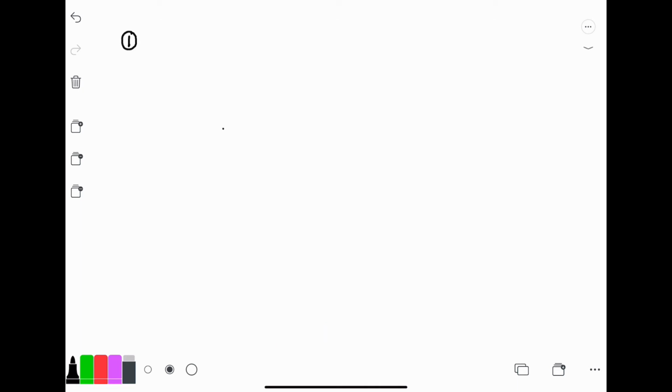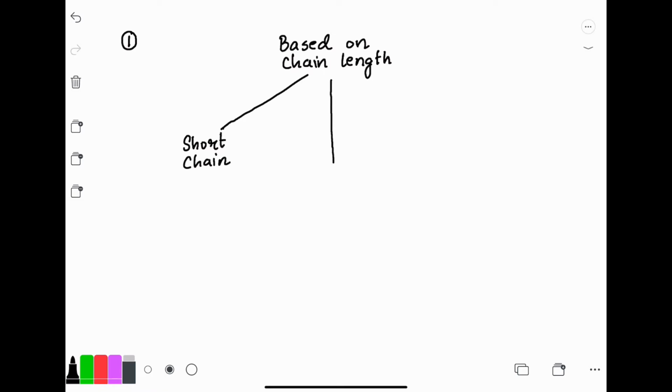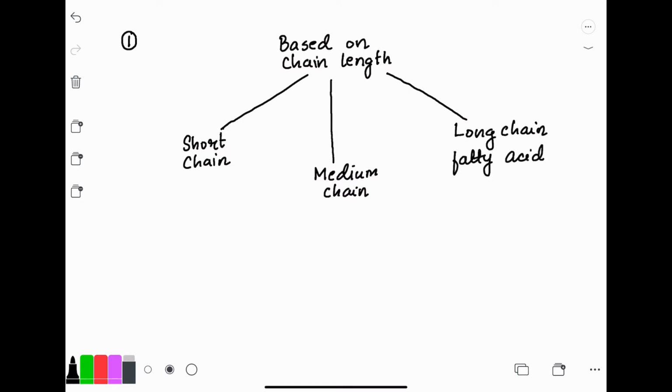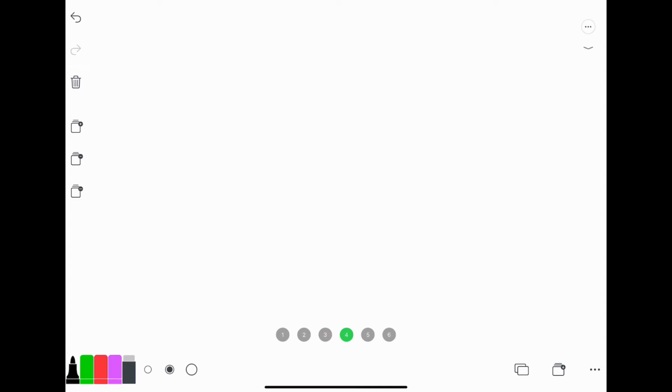Now first, starting with based on chain length, this is fairly simple and should be easily memorized. So the first is short chain, second one is medium chain, the third and last based on chain length is the long chain fatty acids. Here is the range of carbons: C2 to C6 we can say short, C7 to C15 we can say medium, and if the length of carbon is greater than or equal to 16, then we can say it as long chain fatty acids. So this first type of classification is over.